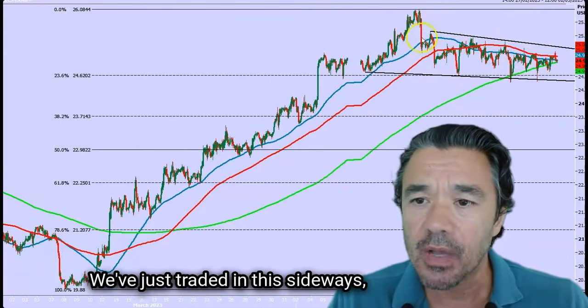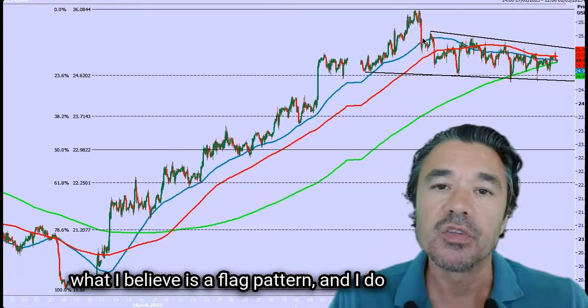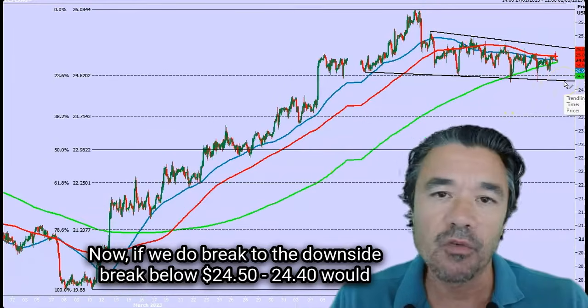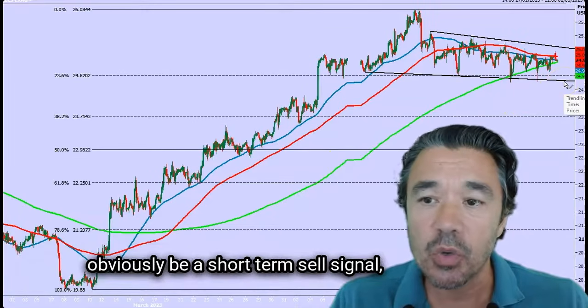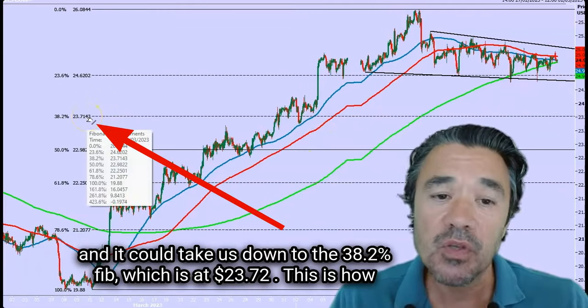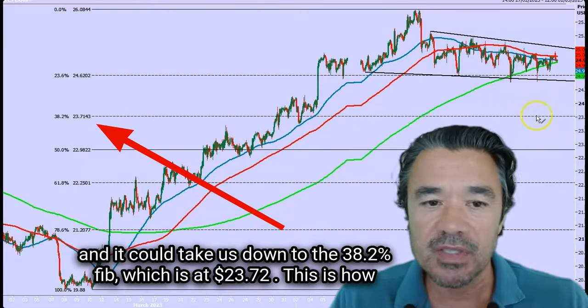We've just traded in this sideways, what I believe is a flag pattern. And I do believe silver will eventually break up. Now, if we do break to the downside, break below 24.50, 24.40 would obviously be a short-term sell signal, and it could take us down to the 38.2% fib, which is at 23.72.